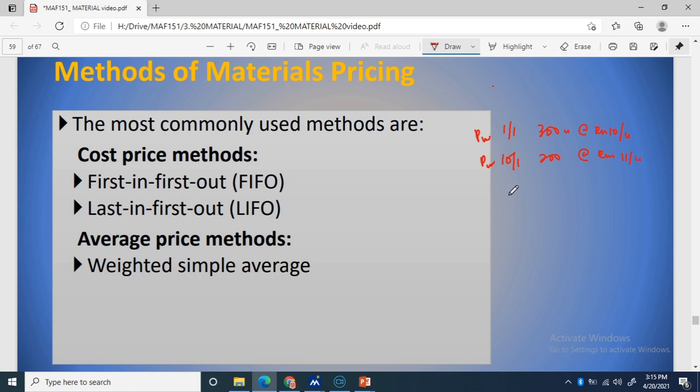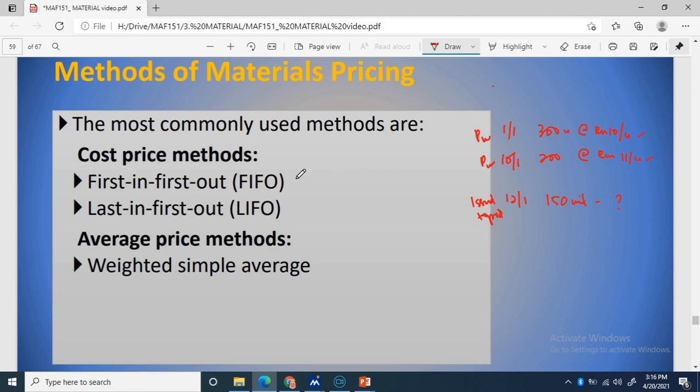On 12th of January, you want to issue material to production to be used in producing the product. Let's say you want to produce the product by using 150 units of material that you need to take from the store. So how much should the stock be charged, 11 ringgit or 10 ringgit? Because we have two prices here: you purchased on 1st January at 10 ringgit, and you purchased on 10th of January at 11 ringgit. When you want to issue, at what price do you issue?